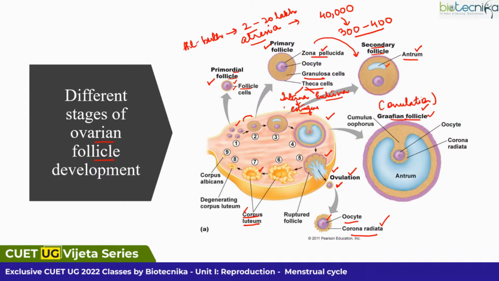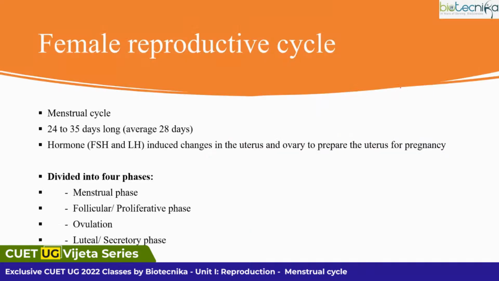But if fertilization does not take place, the corpus luteum will degenerate and form a structure that is known as corpus albicans. When it forms corpus albicans, it means there will be no fertilization and the menstrual cycle will follow, where the menstruation phase occurs. So these are the different stages of ovarian follicle development that you need to know. Primordial follicle, the first one. Second is primary follicle. Third is secondary follicle, and fourth is the Graafian follicle stage.